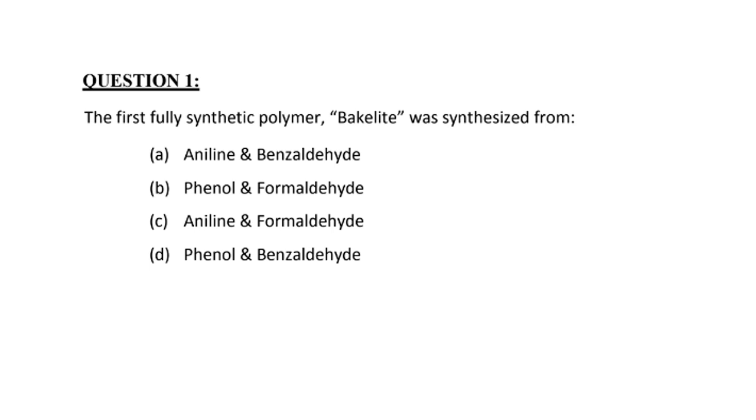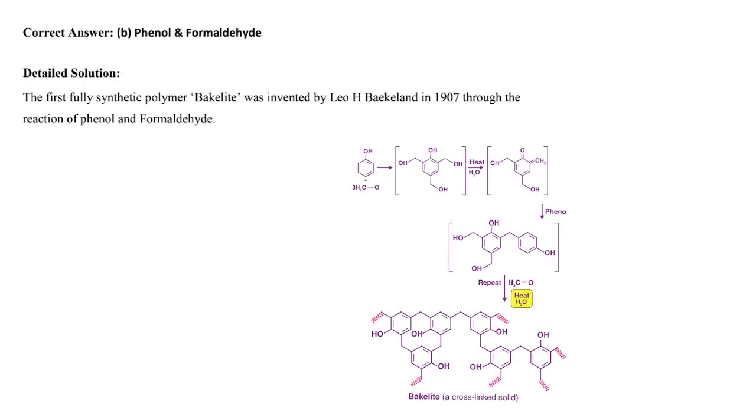The first question of assignment number 1 was: the first fully synthetic polymer, Bakelite, was synthesized from what? We need to find out which monomers were used to synthesize Bakelite. Bakelite is a scientist's name. Accidentally he produced Bakelite by the reaction of phenol and formaldehyde. So phenol and formaldehyde is the right answer. We will discuss the formation and synthesis of Bakelite in the next slide.